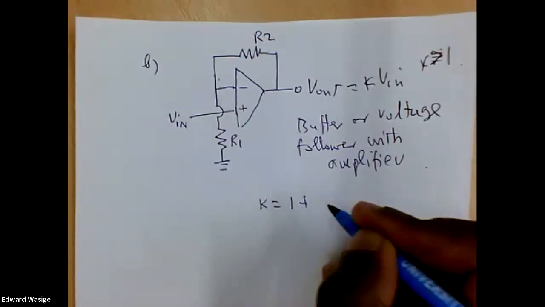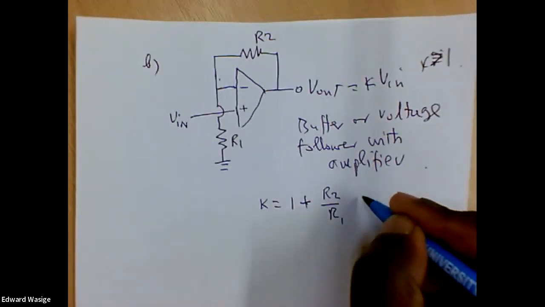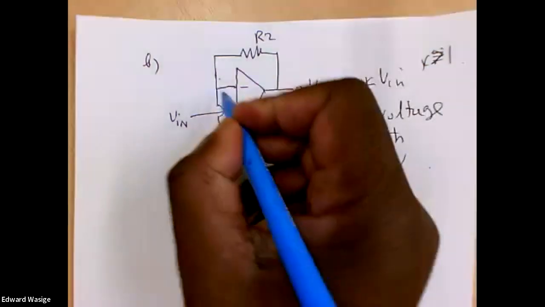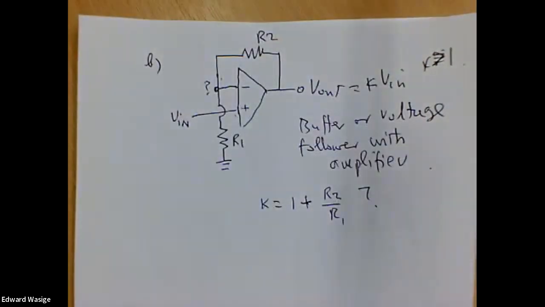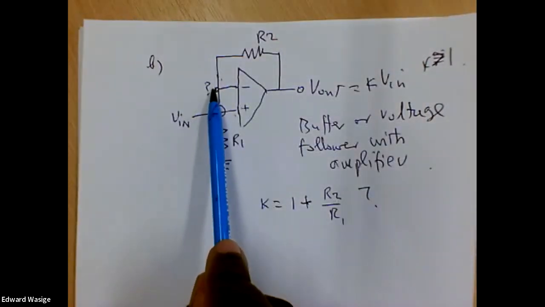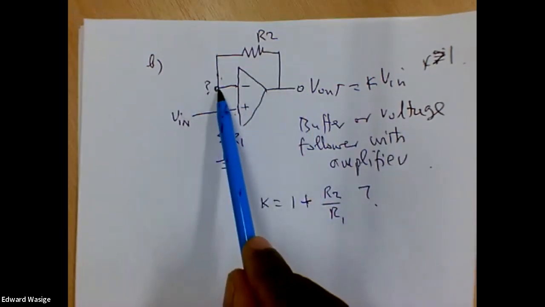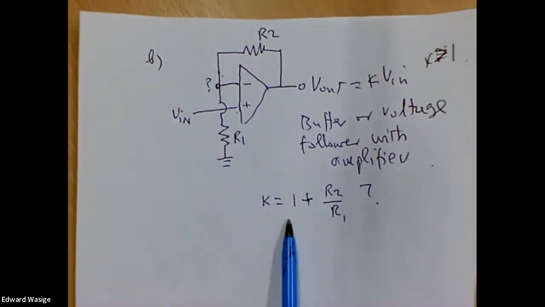So K, I think, is equal to 1 plus R2 over R1. Is that correct? I'll give you a minute or two to try and see if you can derive that. I'll give you a hint. If this is V in, the potential there, you should know what it is. So if you know the potential at that point, this is V out, you know the voltage there, you know the resistor values.